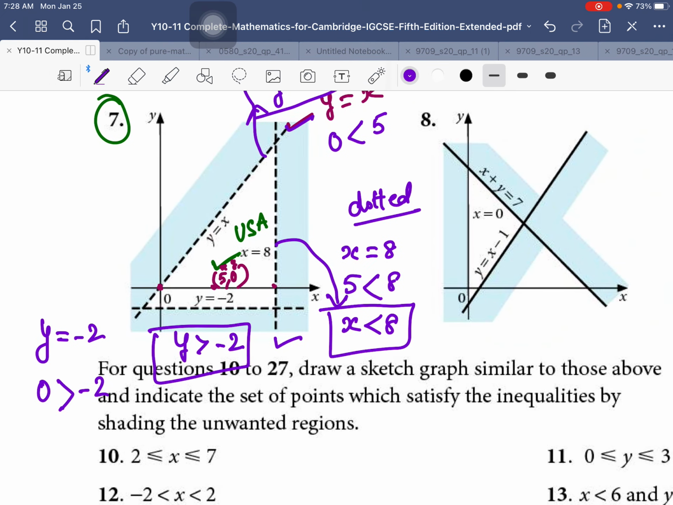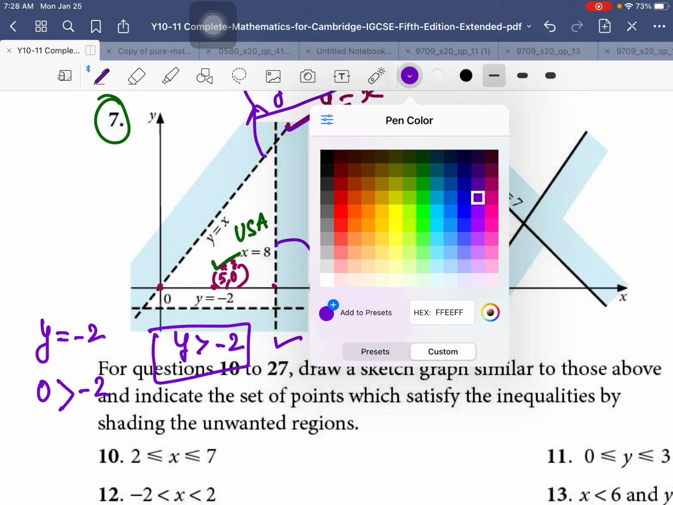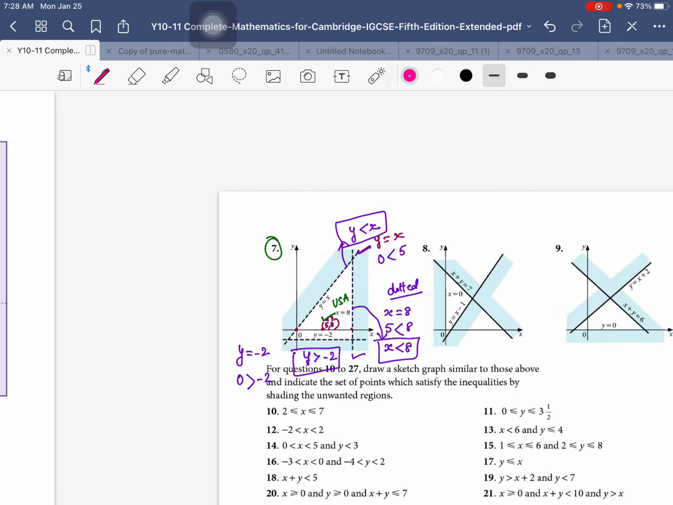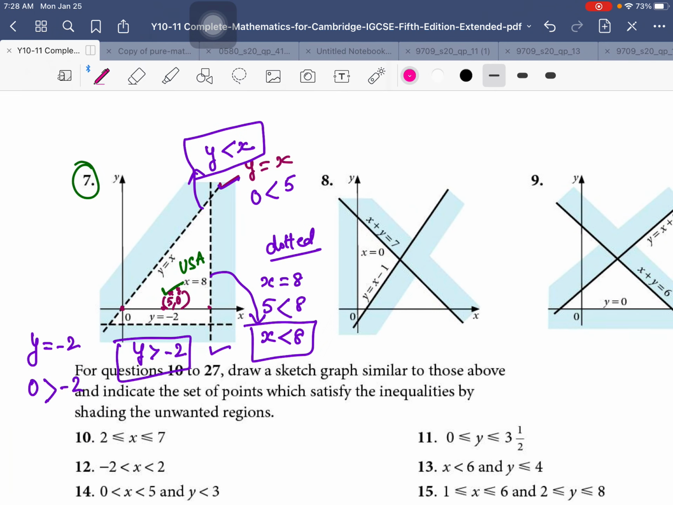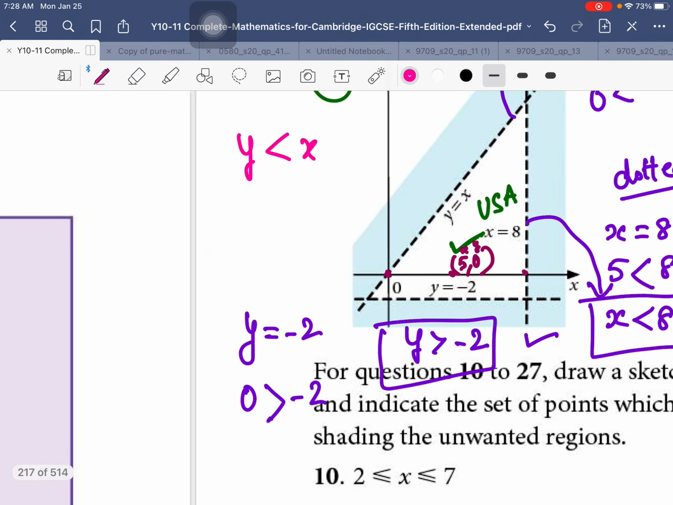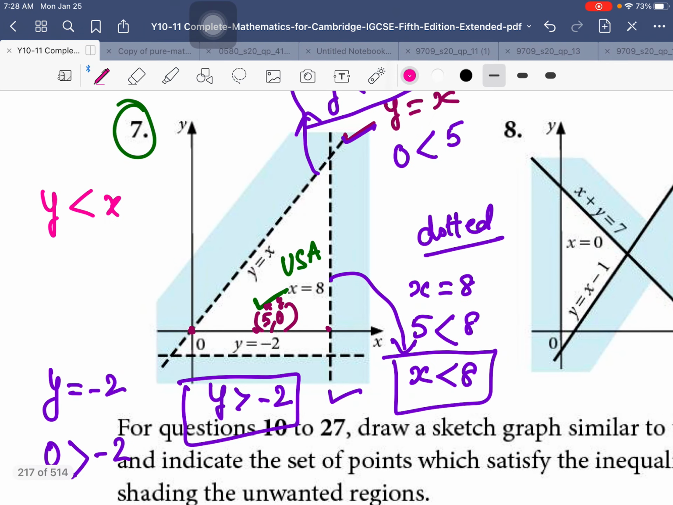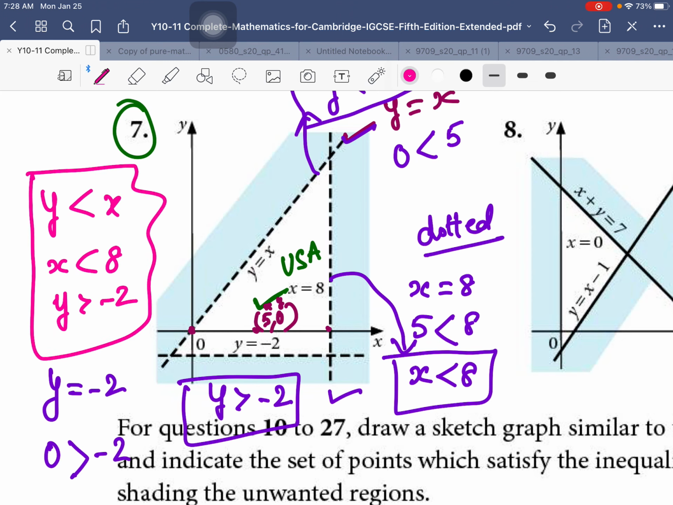So the question is, describe the unshaded region. We can describe it in this way: the unshaded region is given by these three inequalities. First, y less than x. Second, x less than 8. Third, y more than minus 2. So this is the answer, a description in terms of inequalities of this unshaded region. I hope you understand.